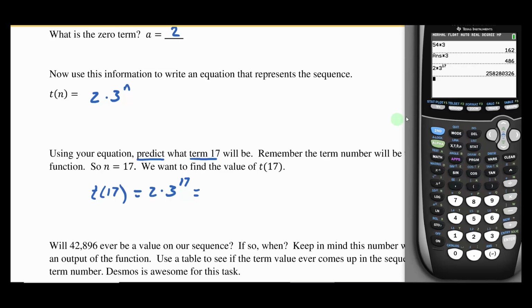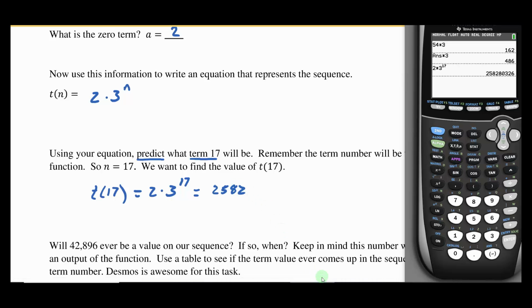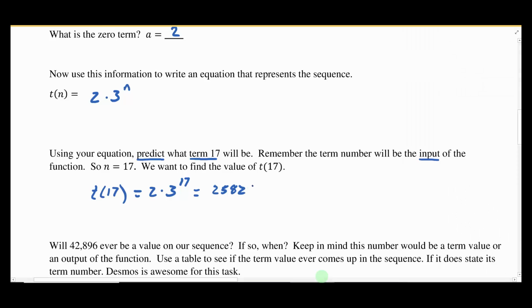So we've got 2582, and then we have 80326, a big number. If you want to add in the commas, it's 258,280,326. It's a big number, and it's important to understand that when we deal with geometric sequences, these are very similar to exponential functions, and those functions grow really fast. So you should expect to get large numbers when you're doing problems like this. So that's how we make a prediction. We can say, okay, 17 terms later, this is the number that we're going to get.